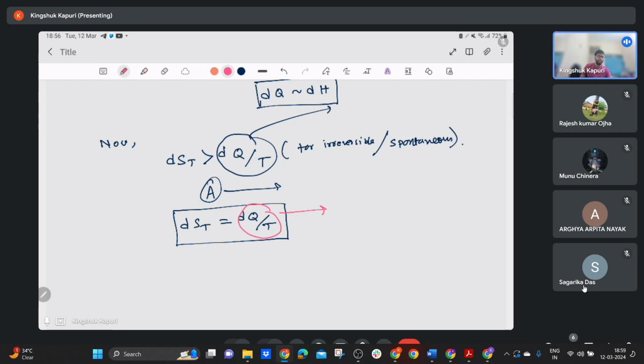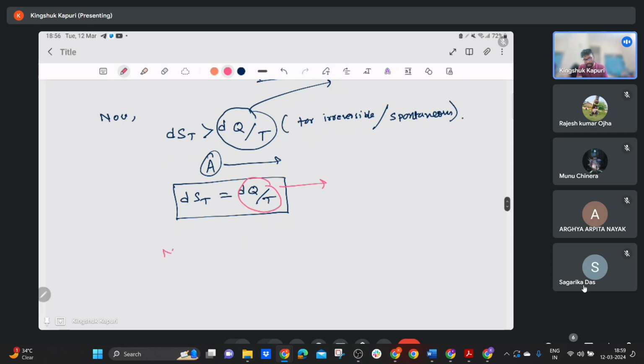Okay, and you can also take examples in systems. For example, if you are considering this reaction, Mg2SiO4 plus SiO2, it will give you Mg2Si2O6, right?